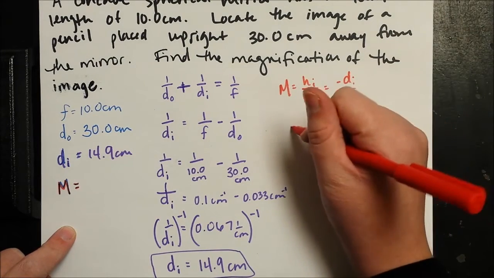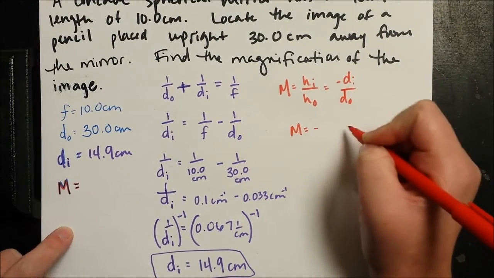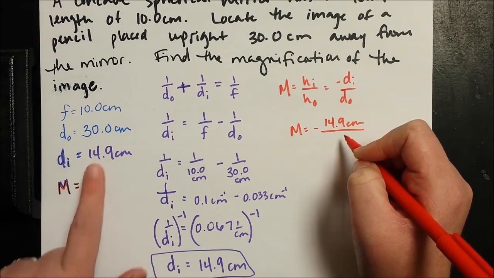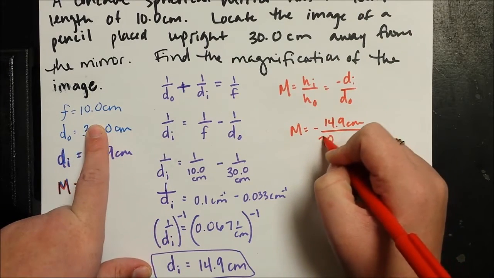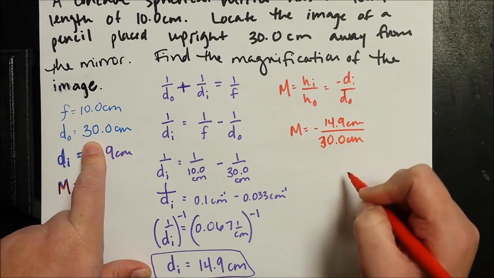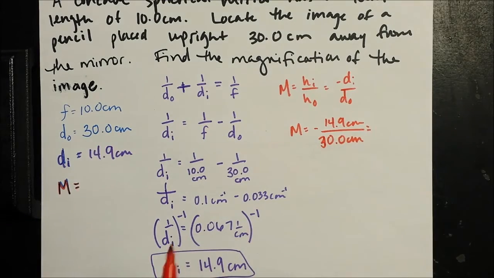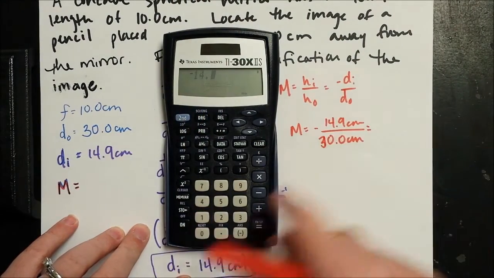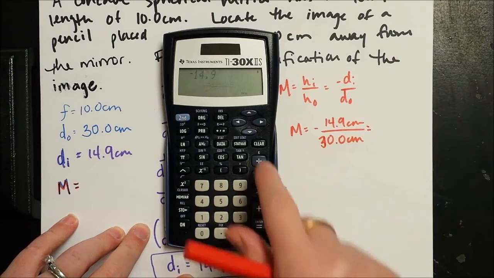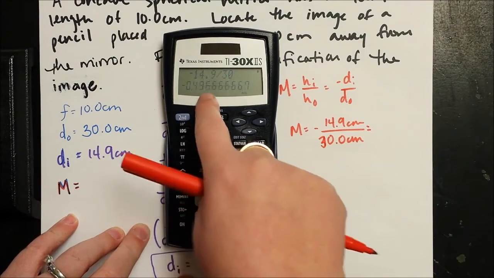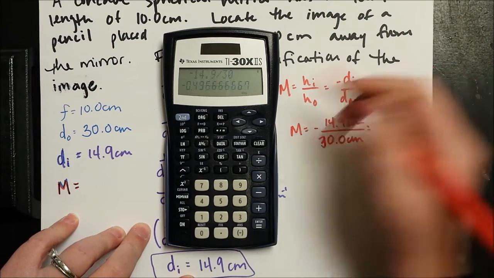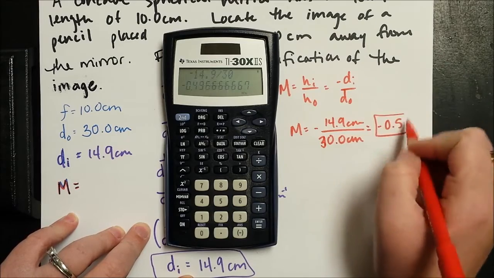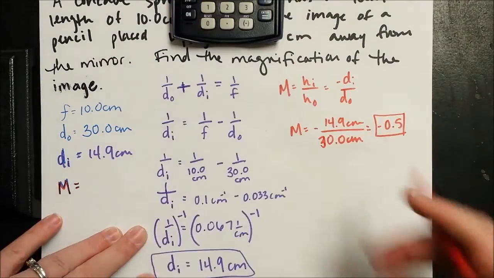Let's go ahead and just do that one first. So I'm going to take negative 14.9 centimeters divided by 30 centimeters, excuse me, for my object distance. Okay, so I should get, so negative 14, it should be around a half, but we'll just double check. Yeah, so it's about a half. So negative, actually that 6 is going to round it up anyways, 0.5. Okay, my centimeters cancel.